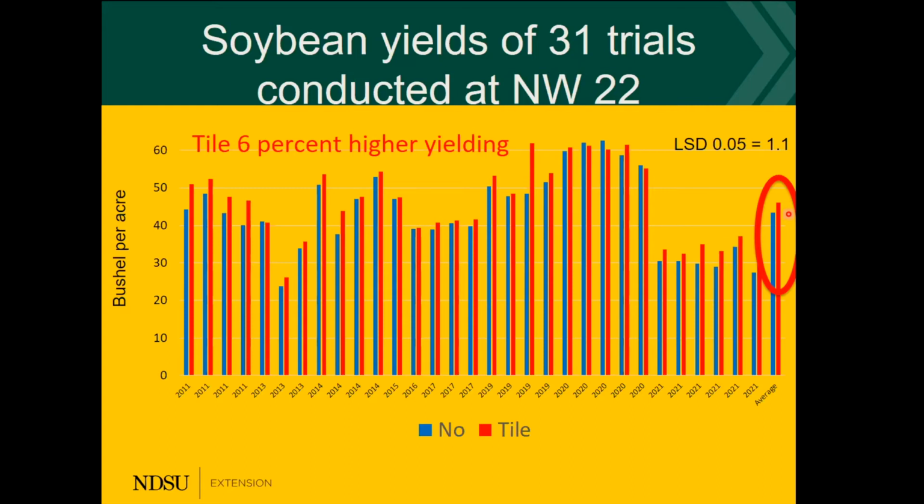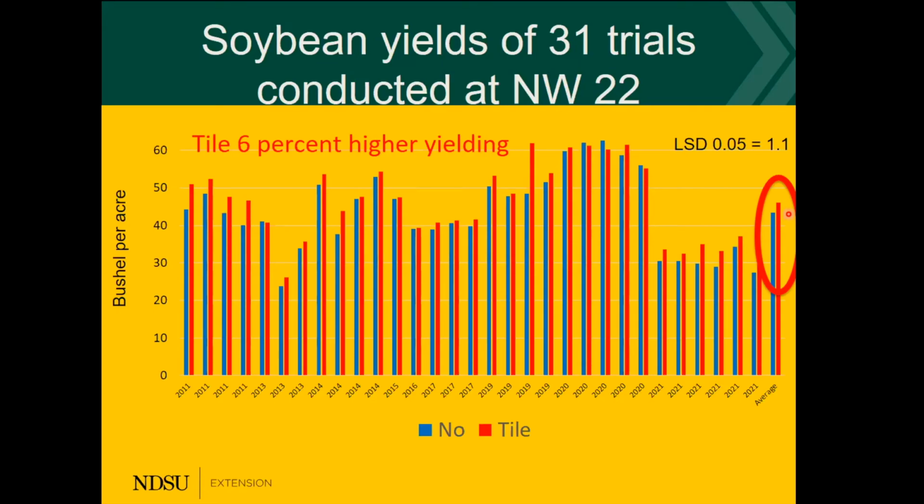Now, I have to mention too that in all these trials, the majority of trials were planted when the no tile was ready. I showed you in the previous slide, if we are able to plant earlier due to the tile, the difference between those two numbers will be a lot larger. So this is a very conservative number.